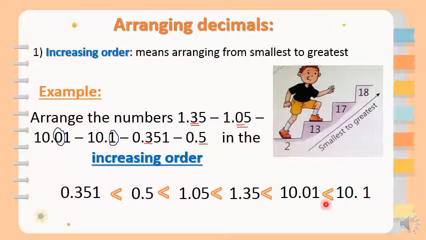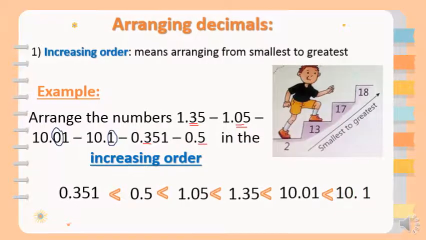So the greatest decimal number here is 10.1. The smallest one is 0.351. And don't forget to put the symbols. We use it in this way because we are arranging in the increasing order from the smallest to the greatest.